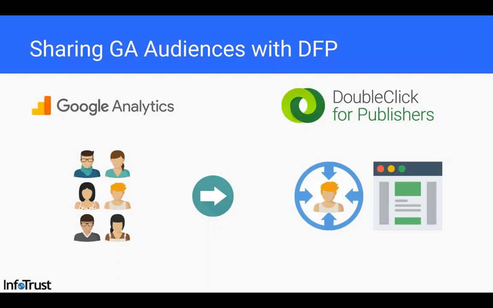So the audiences work very similarly with DFP. Instead of actually remarketing to them as a marketer, you're actually showing ads to these specific segments. So essentially, there are multiple Google tools that can use these GA audiences. I've mentioned AdWords, DoubleClick Bid Manager. These are all basically for remarketing campaigns. And then DFP uses these audiences to essentially target specific ads.